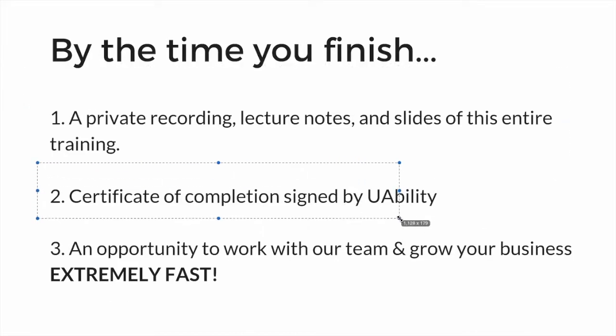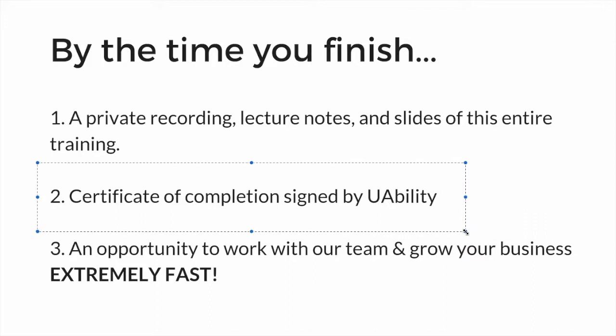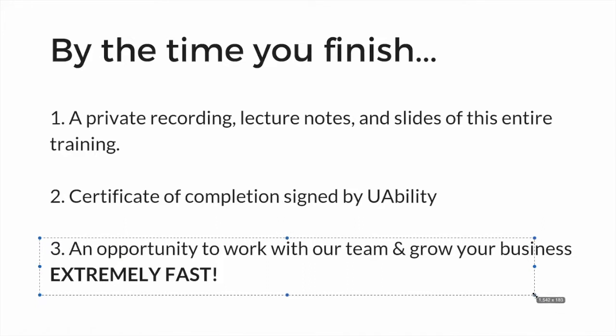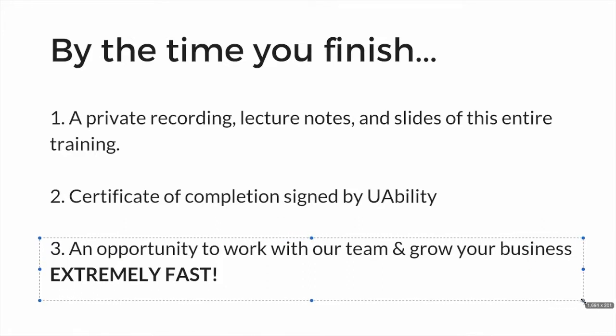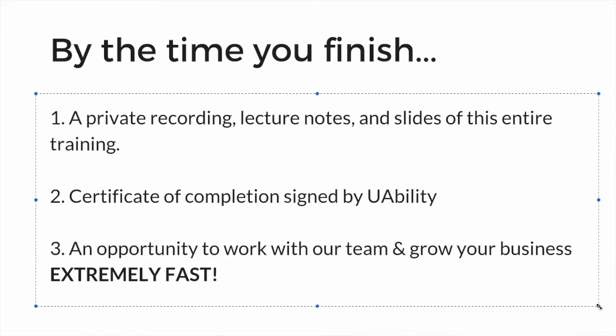You will also be getting the certification of completion signed by UAbility that will certify that you have watched this entire training and you can go out there and grow your agency business. Number three, you will be getting an opportunity to work with our team and grow your business extremely fast. So this means that you will have the opportunity where you can apply to work with our team and know exactly the behind the scenes of what's going on inside of our agency business. So if you want all these three goodies, make sure that you complete watching this entire presentation till the very end.